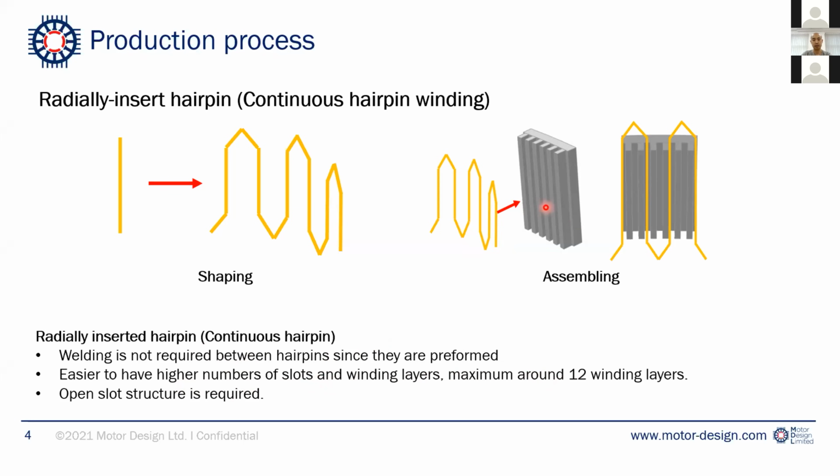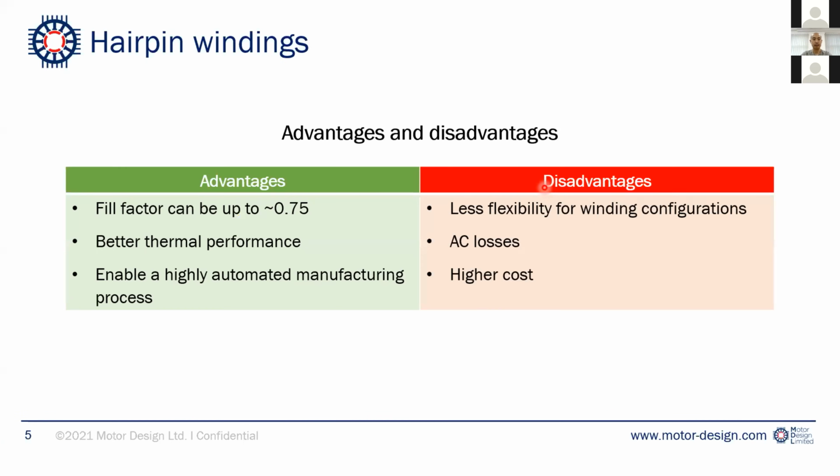But the disadvantage of this type of winding is that for the stator design, the open slot structure is a must, because we have to insert all the windings through the slot opening. This will have a strong impact on the performance of the electric motors. And the advantages and disadvantages of hairpin windings can be listed.